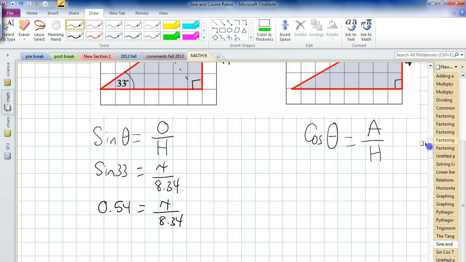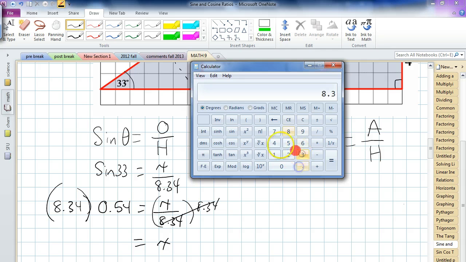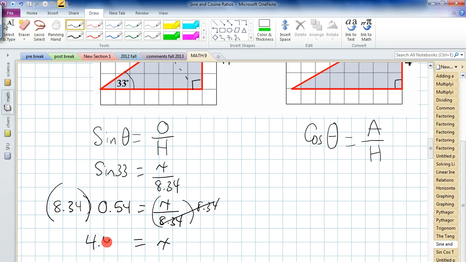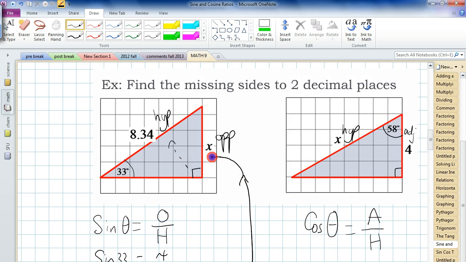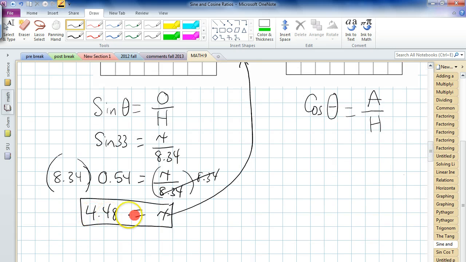Now I can do the cross multiplying. Multiply this side by 8.34. Multiply that side by 8.34. And the 8.34 is cancelled out on that side. X is equal to this times that. 8.34 times 0.54, and it gives me an answer of 4.48, rounding to two decimal places. So what I just figured out is x, and x was the missing side up here. So that side is 4.48.